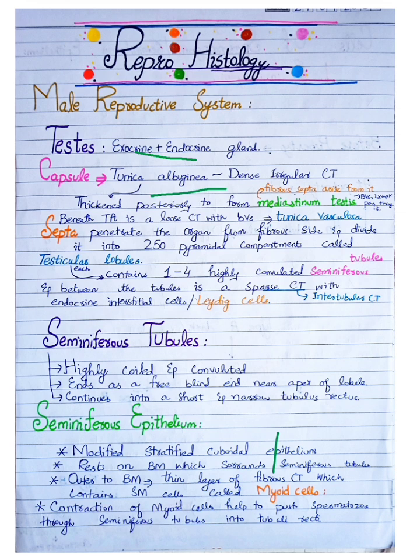Beneath the tunica albuginea there is a loose connective tissue which contains the blood vessels, and it's called the tunica vasculosa. As I already mentioned, the fibrous septa arise from the mediastinum testis, and these septa penetrate the organ and divide it into about 250 pyramidal compartments which are called the testicular lobules. Each testicular lobule contains 1 to 4 highly convoluted seminiferous tubules, and between the seminiferous tubules there is a sparse connective tissue which contains the endocrine interstitial cells called the Leydig cells. This sparse connective tissue is called the intertubular connective tissue.